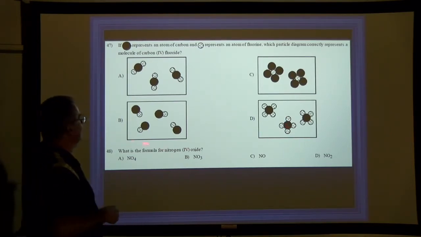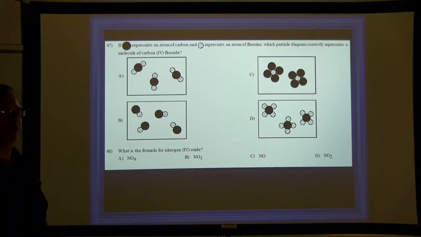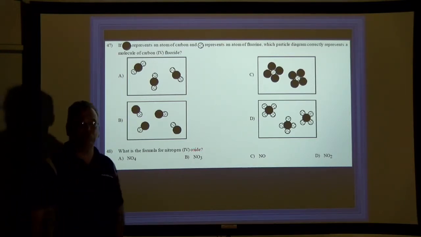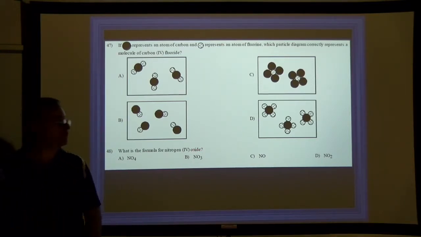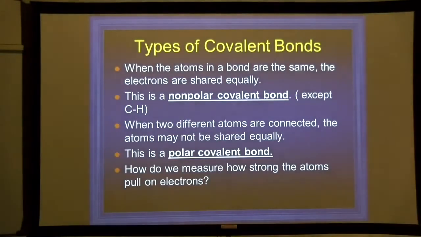And then what about this one? It says, what is the formula for nitrogen, Roman numeral 4, oxide? Well, if nitrogen has a +4, because that's what the Roman numeral is, and you know oxides have a -2, what would be the correct answer? NO2 is correct. Very good, choice D.